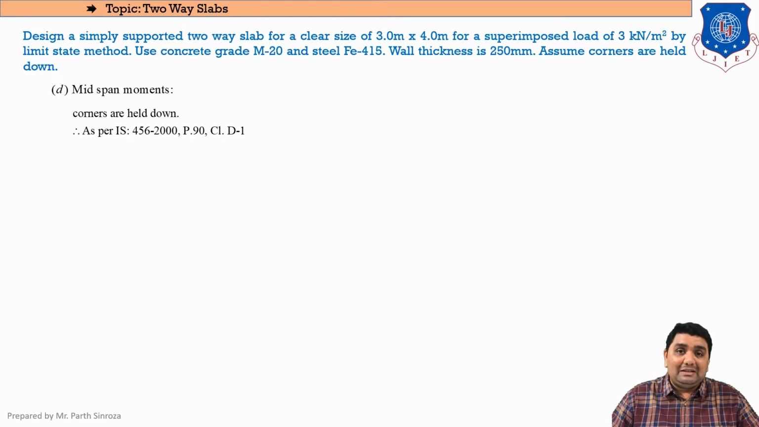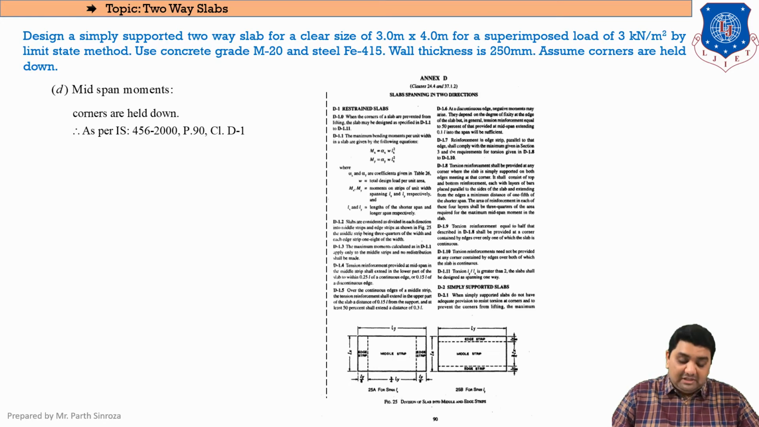We have already seen in the simply supported case, which was our previous session, of not restrained or not held down, and for that we have calculated the equation from annex D. Now we will be focusing on that page again. Here you can see annex D is mentioned and it is for slab spanning in two directions, that is two-way slab. So here you can see there are basically two main subtopics, the D1 portion and D2 portion.